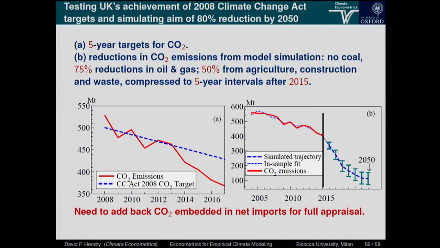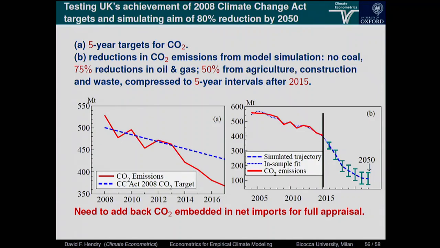Then I've simulated what you need to do to get to an 80% reduction. And the answer is you need no coal, you need 75% less oil and 75% less gas. You need a 50% reduction from agriculture, construction, and waste. And then I've compressed these into 5-year intervals so they're not spread out for miles. And given the bands around them, it's just about possible by 2050 to get to 80%.